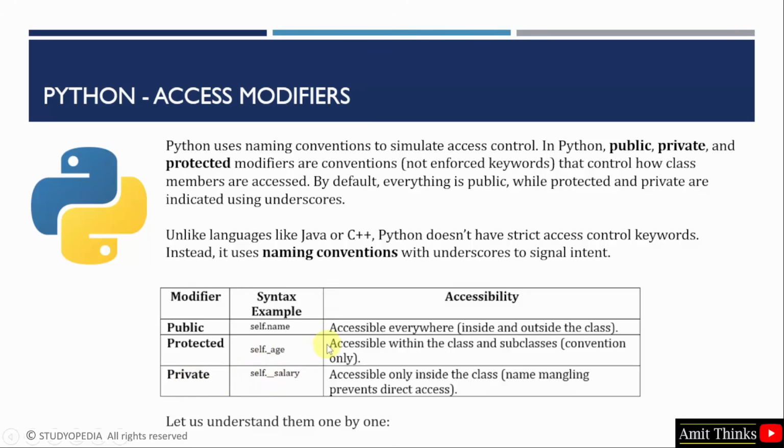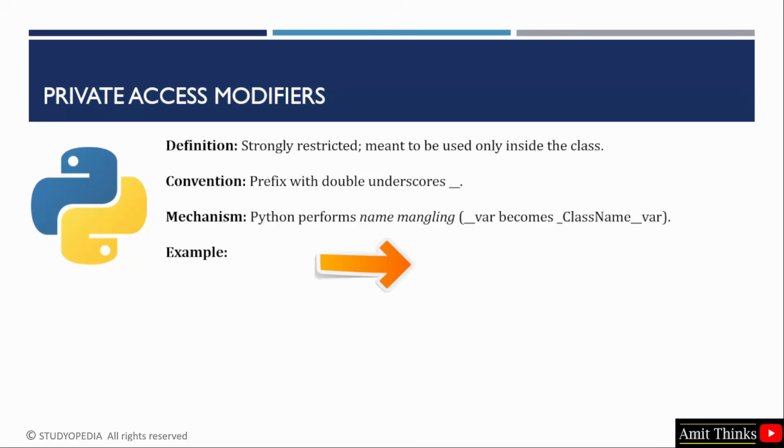Public we all know, accessible everywhere, that is even inside and outside the class. Protected you can relate with the inheritance concept, that is class and subclass. We already saw that in the inheritance lesson. So it is accessible within the class and subclass. Then we have the private. Obviously it is accessible only inside the class. Okay, so let us understand them one by one. We will begin with the private access modifier. It is strongly restricted and accessible within the class. To create this, you need to prefix with double underscores.